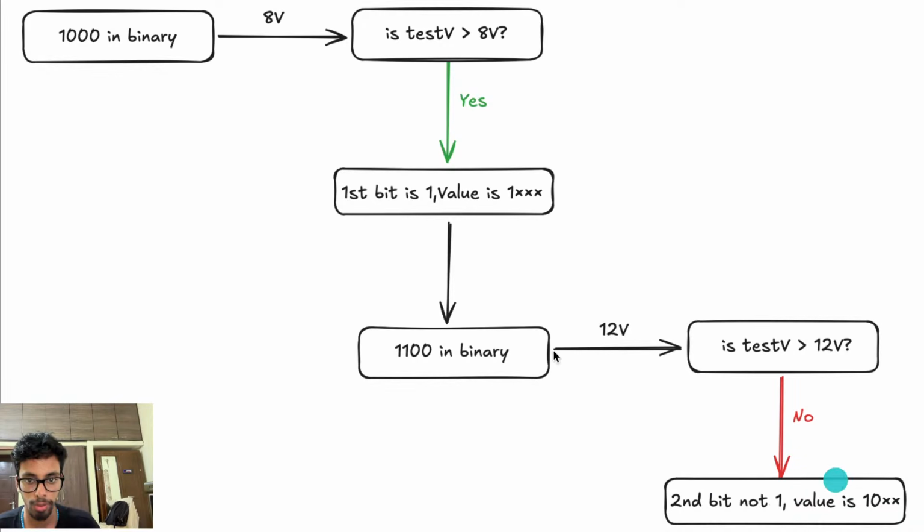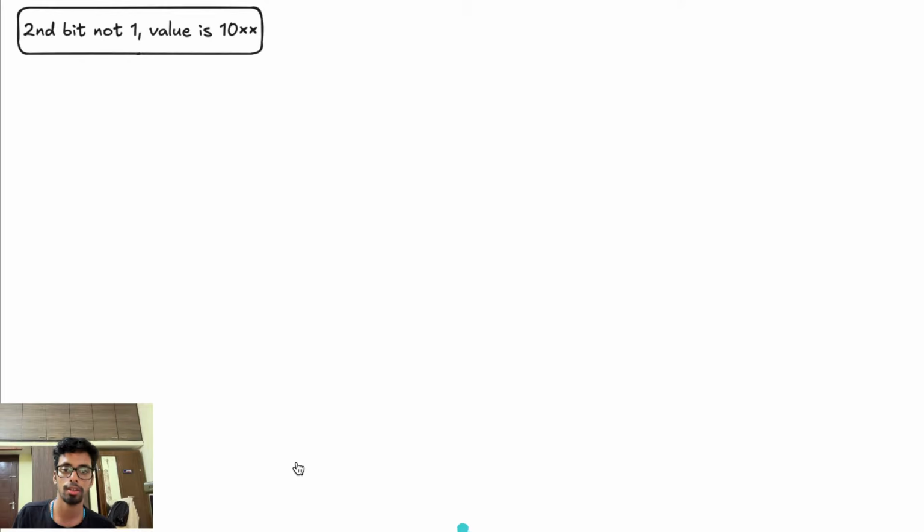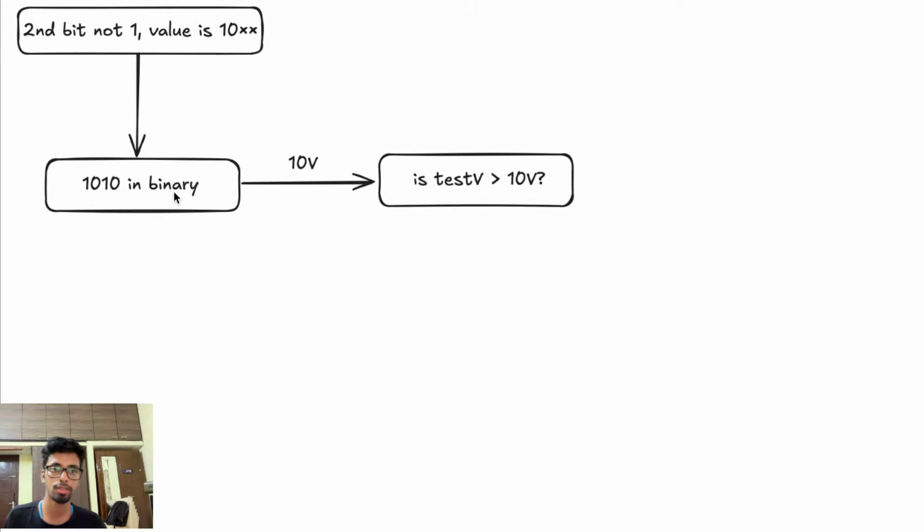So we'll continue with this flowchart from here. We are going to find the third bit and the fourth bit for this particular value. So second bit is not 1. The value is 10xx. Third bit, it will guess again as 1 in binary. The fourth bit we do not know, so we have just kept it as 0 as a placeholder. 1010 in binary is 10 volts.